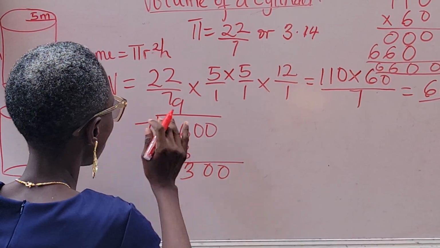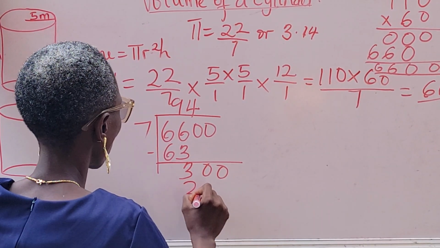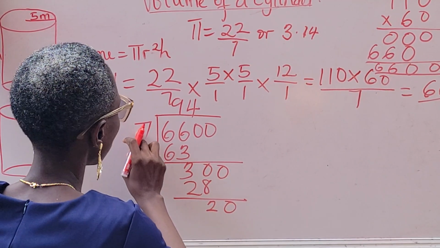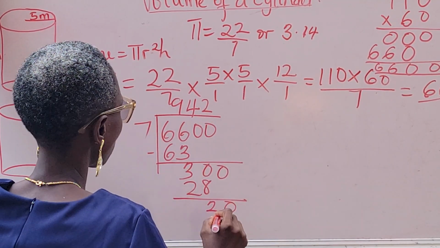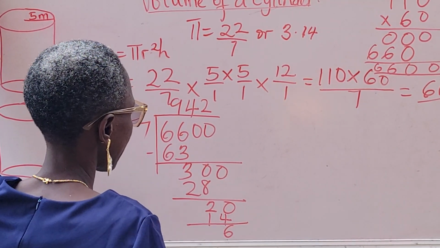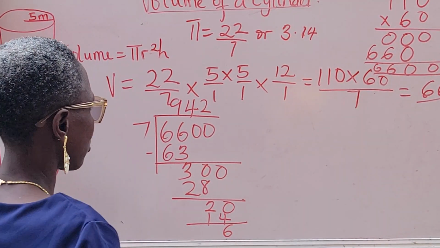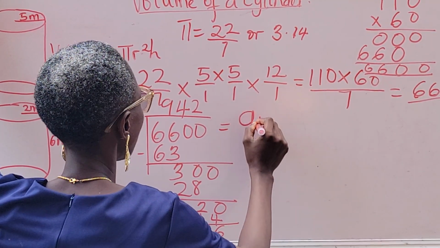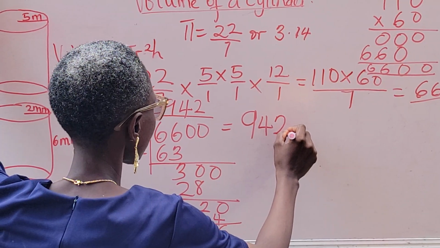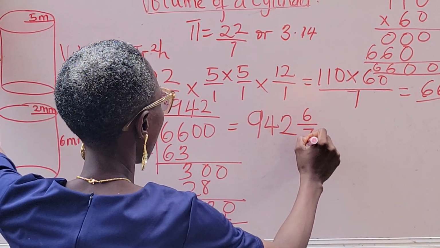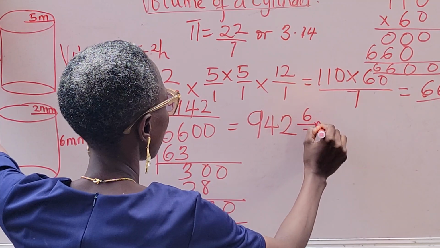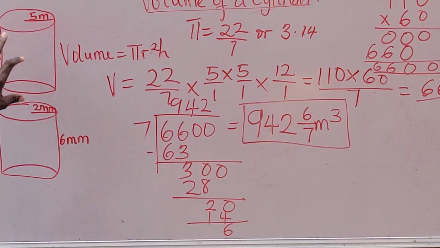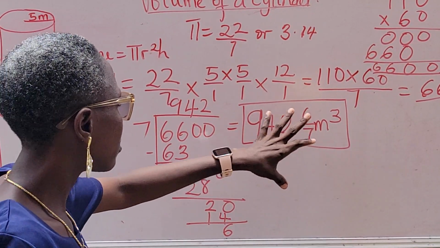30 divided by 7, that's 4. 7 times 4 is 28. Take away, you have 20. 20 divided by 7, that's 2. 7 times 2 is 14. You are left with 6. You can leave your answer in fraction or in decimal. So I choose to leave it in fraction. 942 and 6 over 7 meter cubic. This is the volume of the very first cylinder you can see on the board.